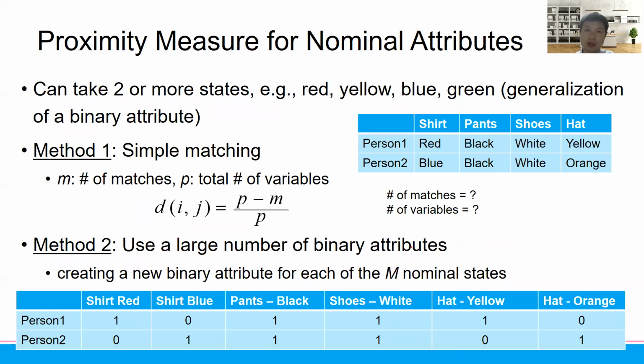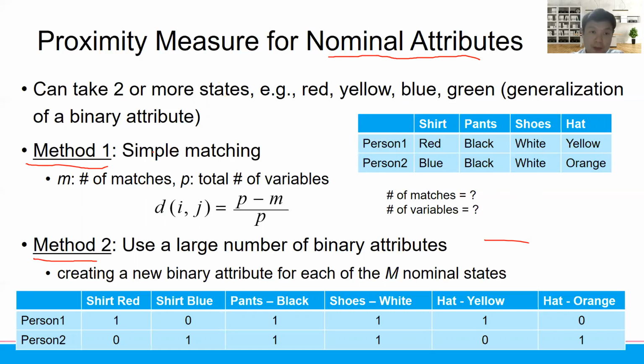Let's suppose we have the attributes. We know the attributes of our data, and let's say we want to deal with nominal attributes. Do you still remember what nominal is? Let's say I have two or more states, such as yellow, red, blue, green, and it can be a generalization of the binary attribute. We can have two methods. The first method is simple matching, and the second method is to use a large number of binary attributes.